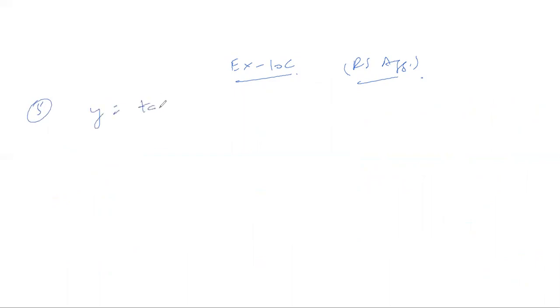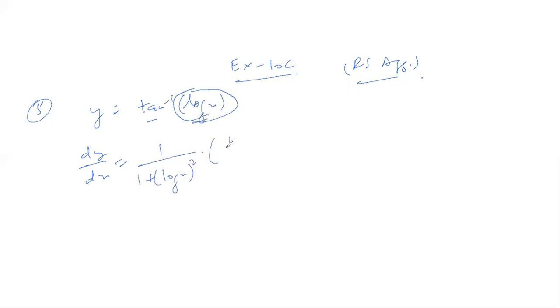y equals tan inverse log x. Okay, so this is written as tan inverse and it will be taken as x. So differentiate this. dy by dx will be equal to tan inverse of log x. The derivative of tan inverse is 1 upon 1 plus x square. So it will be 1 plus log x whole square, into the derivative of log x, which will be done again. So it will be 1 upon x. Okay, that's it.